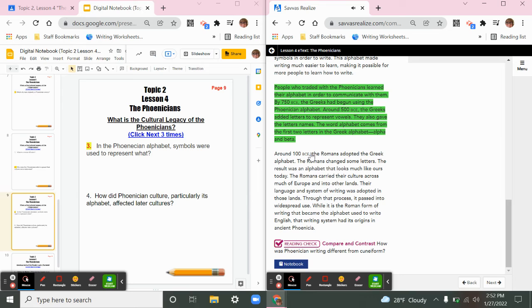Around 100 BCE, the Romans adopted the Greek alphabet. The Romans changed some letters. The result was an alphabet that looks much like ours today. The Romans carried their culture across much of Europe and into other lands. Their language and system of writing was adopted in those lands. Through that process, it passed into widespread use. While it is the Roman form of writing that became the alphabet used to write English, that writing system had its origins in ancient Phoenicia.